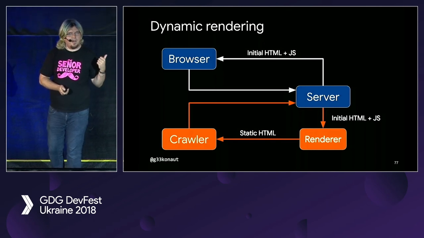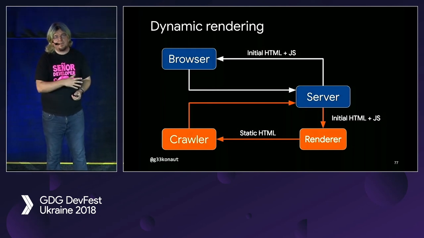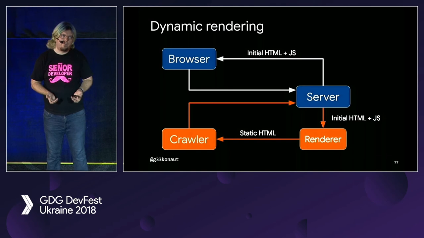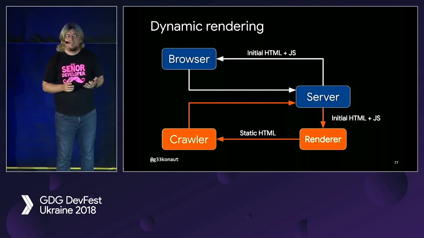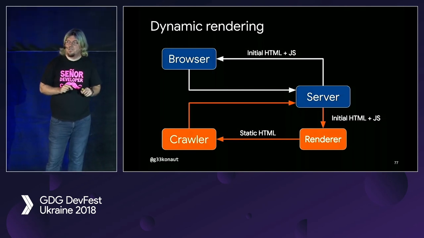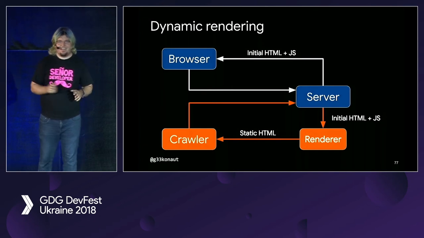So you can use dynamic rendering as a workaround to get back into the first wave of indexing or to support crawlers that do not run JavaScript at all or only run a very small subset. A thing that a lot of people don't know is, for instance, when I say run JavaScript, Googlebot runs a Chrome 41. That is from 2015. ES6? Not really. Right? There's a bunch of limitations.